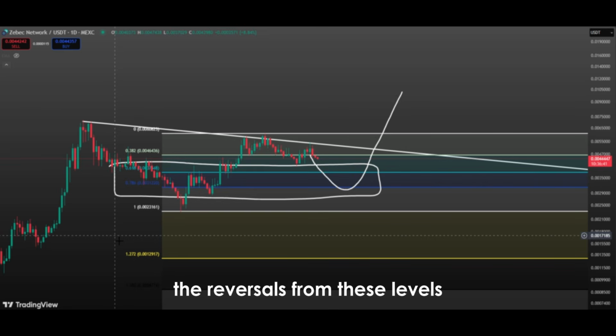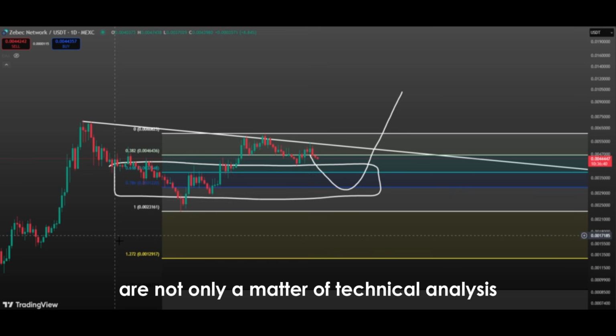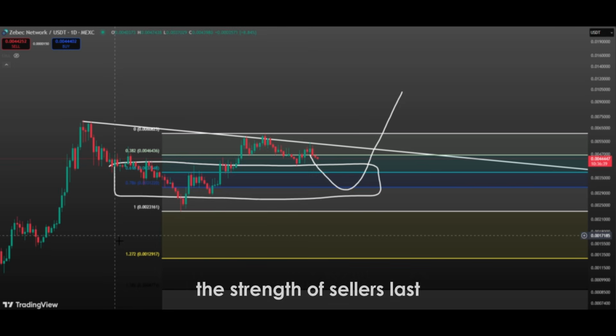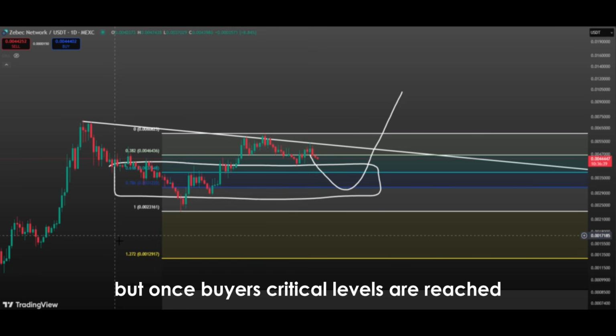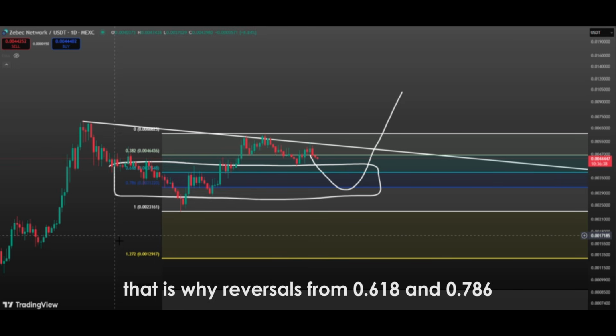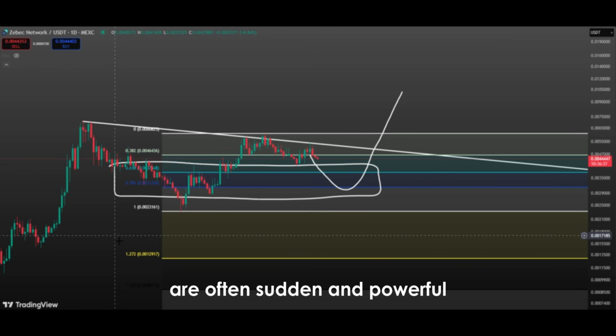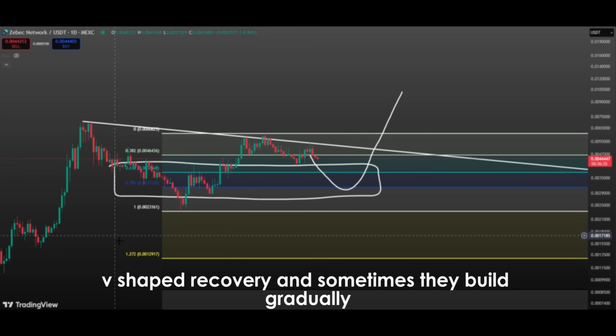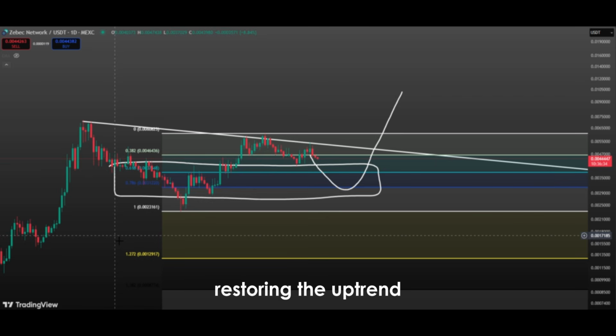The reversals from these levels are not only a matter of technical analysis, but also reflect market structure and the balance of supply and demand. The strength of sellers lasts only up to a point, but once buyers' critical levels are reached, the balance shifts. That is why reversals from 0.618 and 0.786 are often sudden and powerful. When sellers are exhausted, buyers' pending orders are triggered, pushing the price upward quickly. These reversals sometimes take the form of a sharp V-shaped recovery, and sometimes they build gradually, restoring the uptrend.